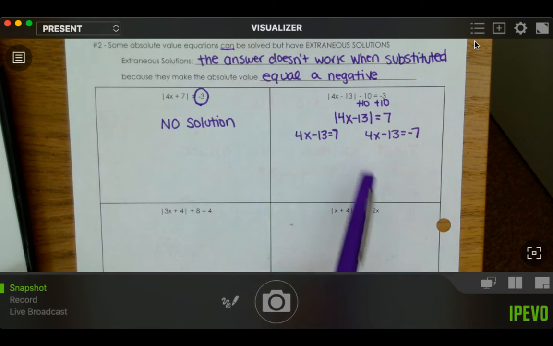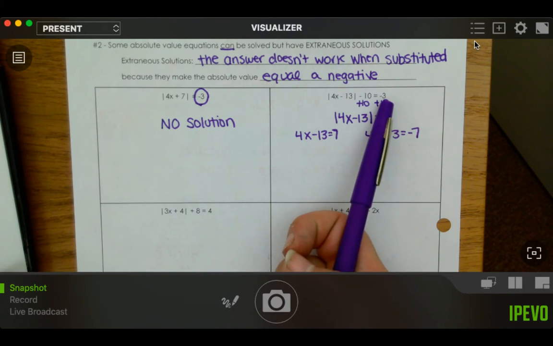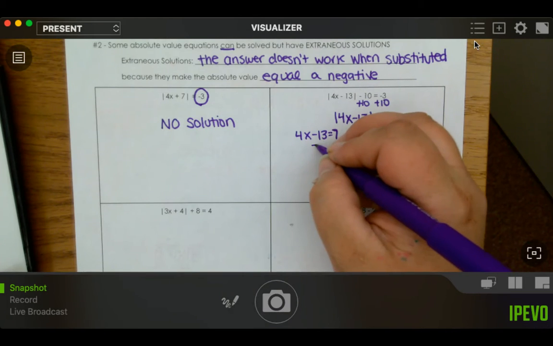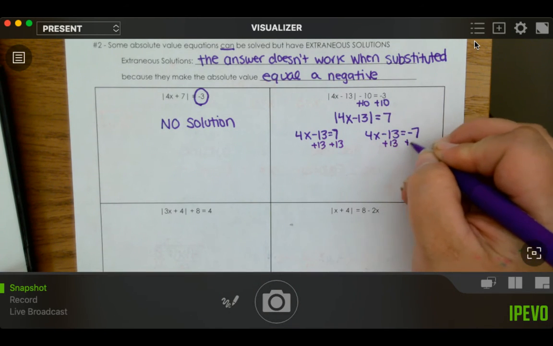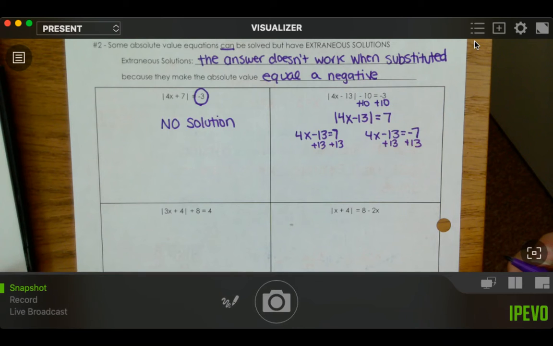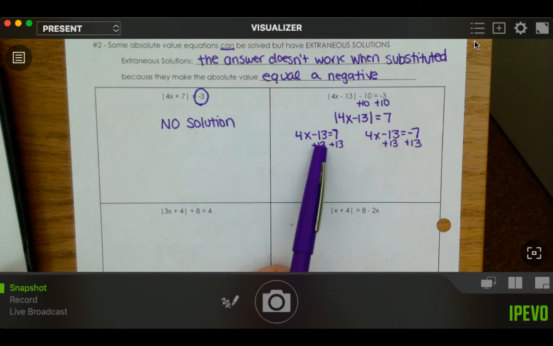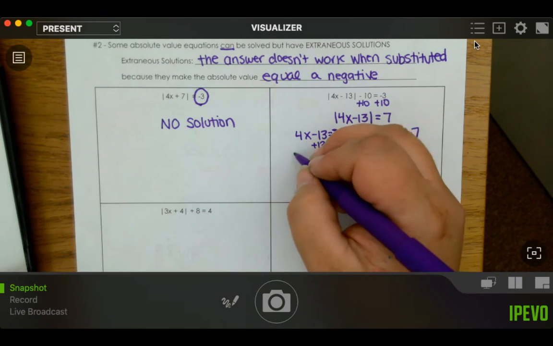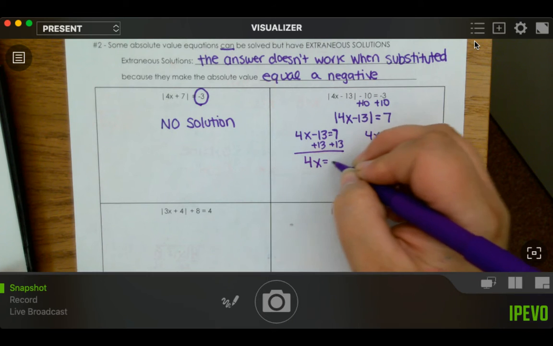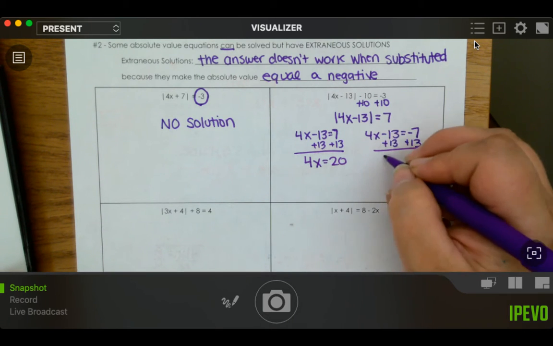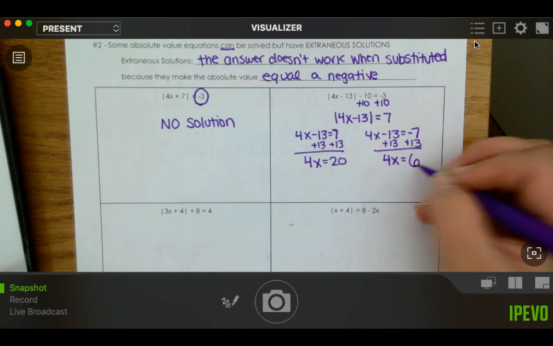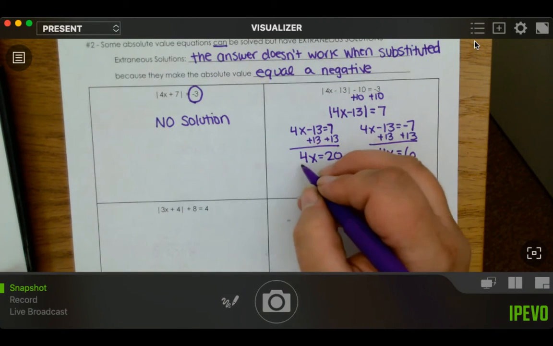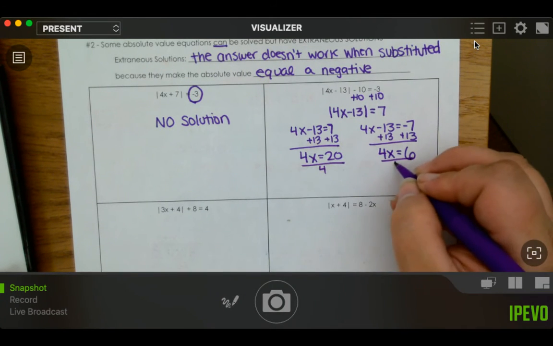So don't always assume at first. I'm going to add 13 to both sides in both equations. I'm working smarter, not harder. Whatever I do here, I'm going to do here because they're the same equation. One of them just has 7 and one of them has negative 7. Negative 7 plus 13 is 6. There we go. And then we're going to divide by 4.